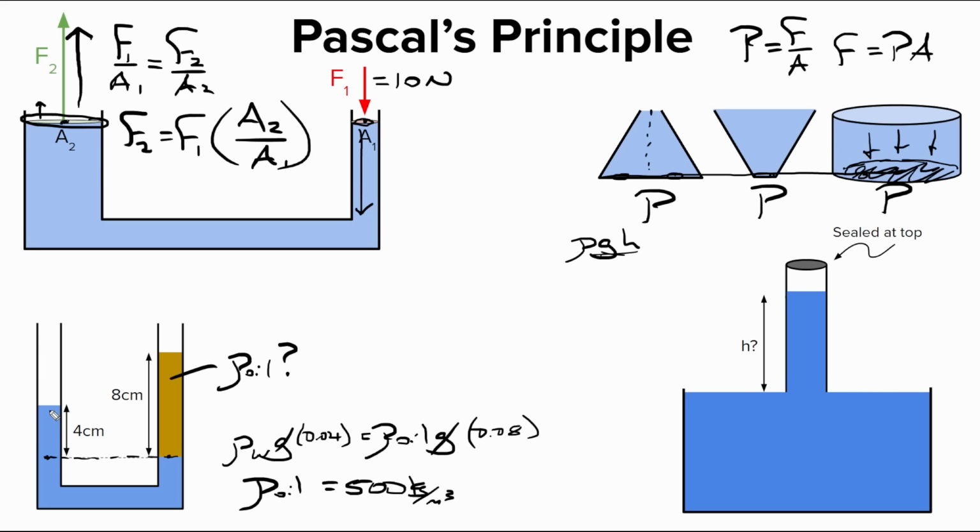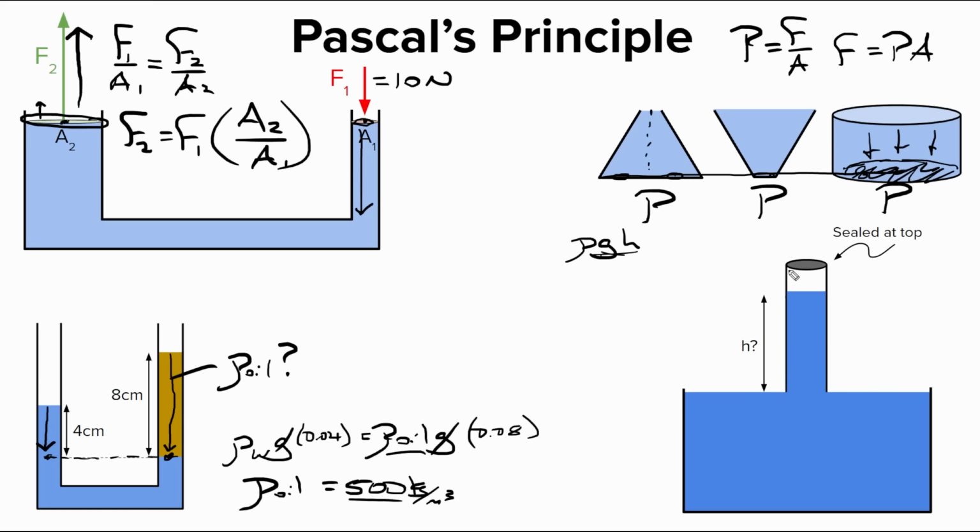And look, that makes sense. The pressure down here was getting created by 4 centimeters of water, and we know the density of water is 1,000. Well, the pressure down here was getting created by 8 centimeters of oil. If the oil's column is 2 times bigger, then its density must be 2 times smaller to create the same pressure at this point.